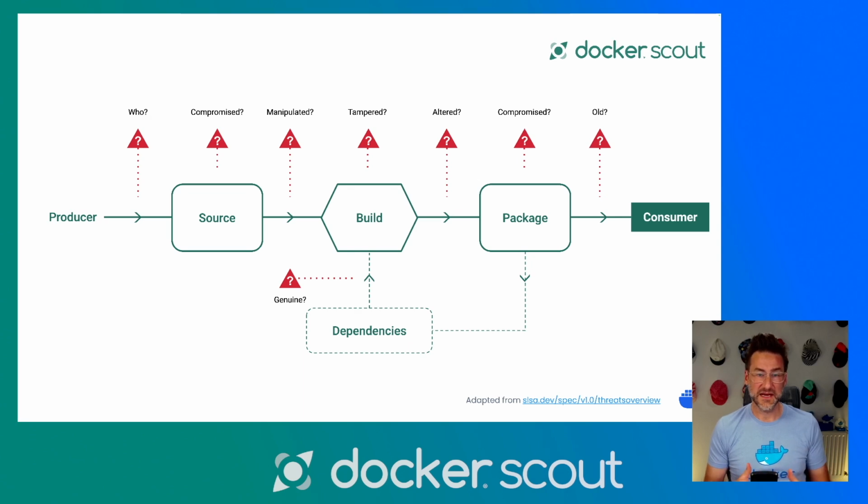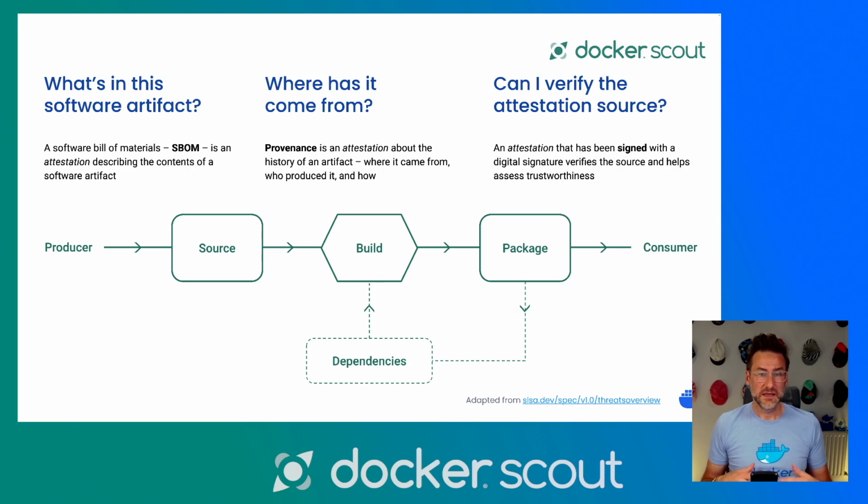Now, all of this is an area for software supply chain security. And to make securing these steps easier or possible, we talk a lot about attestations. Attestations are pieces of metadata that usually refer to a software artifact. And these attestations come in various flavors.